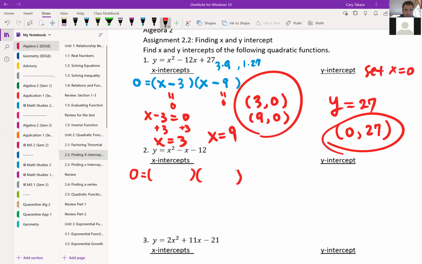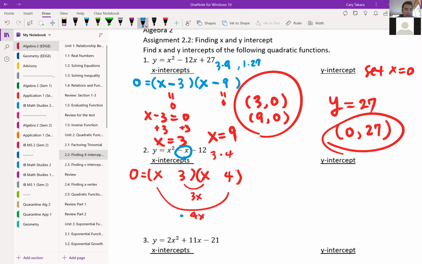Okay, so for number 2, again, it's going to be x and x. And then negative 12 will be what? 3 times 4? Let's try 3 and 4. Then that's a 3x, and that's 4x. And then we want to create negative, the middle term is negative 1x. How do we create negative 1x? By adding 4x and 3x.